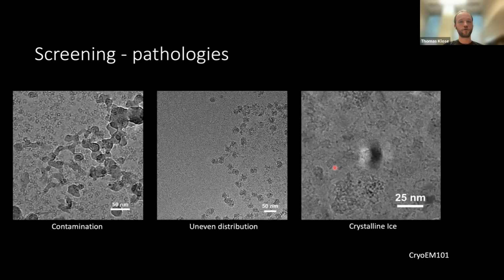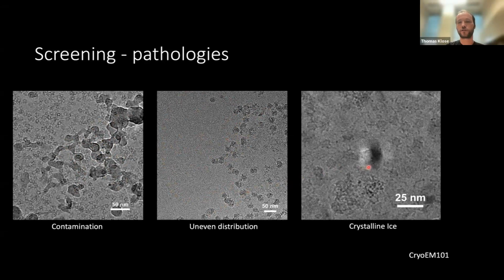So what you don't want to see is something like this. So this, for example, is some kind of contaminant that was probably in the sample buffer, and then it froze, and then it looks like this. This cannot be imaged. That's not going to be good quality. This one here is an example of an uneven distribution of particles. So you see there's a large empty area here with no sample whatsoever. And then on the edge of it, the sample is actually slightly aggregated. So this would not be ideal.